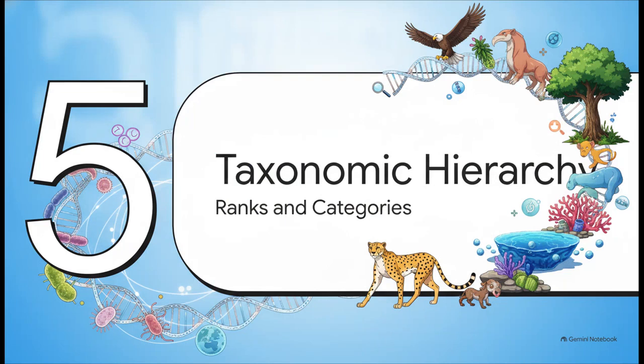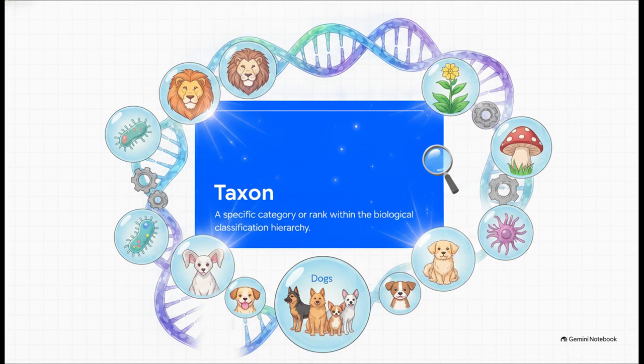And finally, Section 5, the taxonomic hierarchy. With all of this data, we can finally build the ultimate organizational structure. But to understand this hierarchy, you really need to know one specific word: taxon. A taxon, or plural, taxa, is simply a specific category, level, or rank within our biological classification system. So whether we're talking about a super broad group, like animals, or a highly specific group like dogs, each of those levels is considered a taxon.